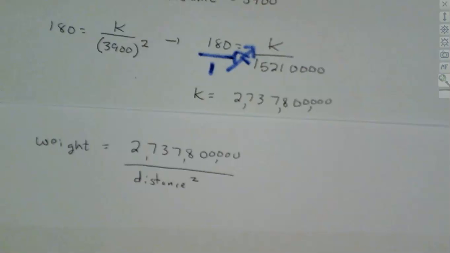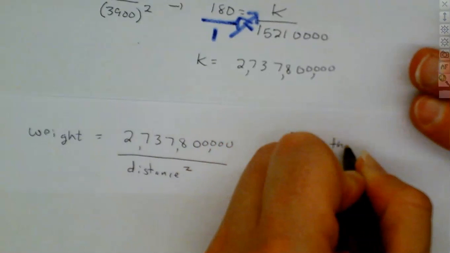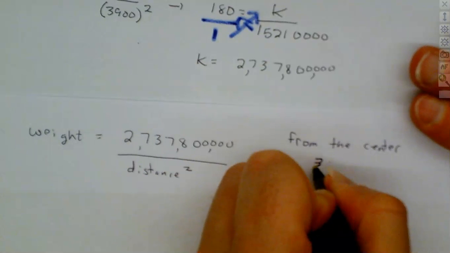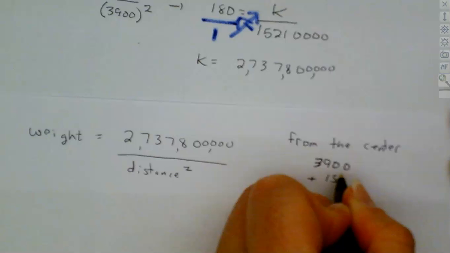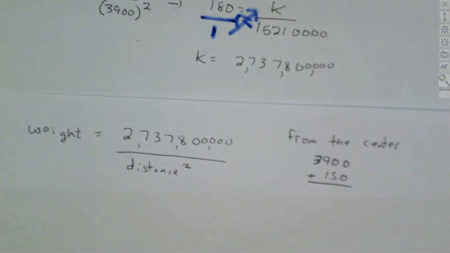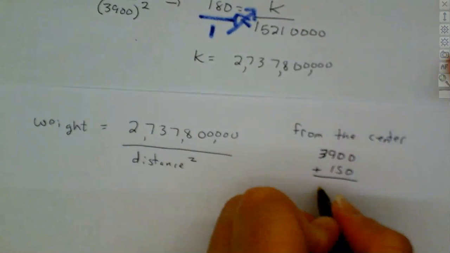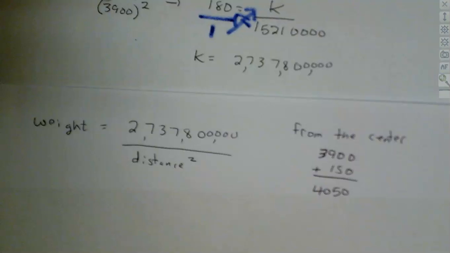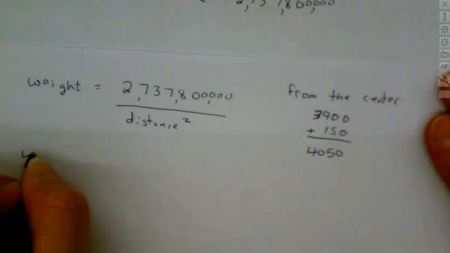Well, how far are you from the center of the Earth? You're a long ways from the center of the earth because you are 3,900 miles away. We're going to have to add on 150 miles. So this is how far you are now from the center of the earth. So 3,900, we're going to add on 150. So you're 4,050 miles away. So we really haven't changed a lot. Now, if you're 150 miles further from the center, you're still going to weigh quite a bit. So let's find our new weight.